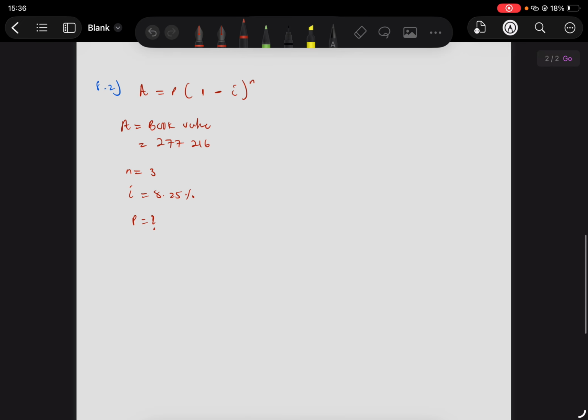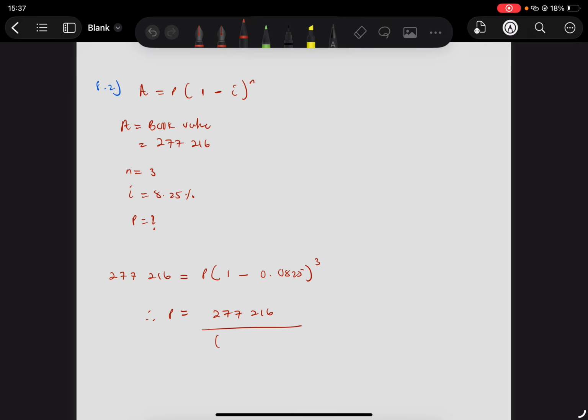What we're looking for then is P. All right, so A, 277,216, equals P into 1 minus 0.0825 to the power of 3. This would mean therefore your P is 277,216 divided by 1 minus 0.0825 to the power of 3.